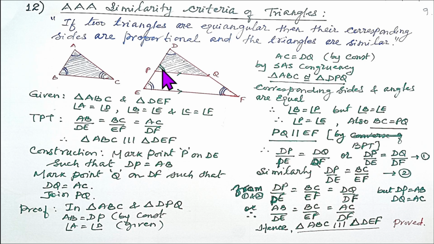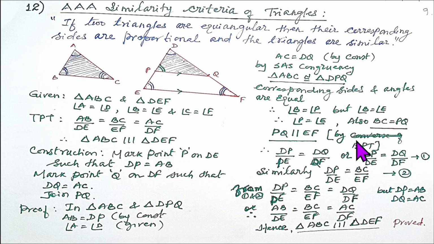but what we know is that angle B is also equal to angle E. This is given to us, and therefore we have angle P is equal to angle E. If angle P is equal to angle E, then corresponding angles are equal. Therefore PQ is parallel to EF. Remember that. Now if PQ is parallel to EF, by BPT we know that DP upon PE is equal to DQ upon QF. DP upon PE is equal to DQ upon QF, that is by BPT.